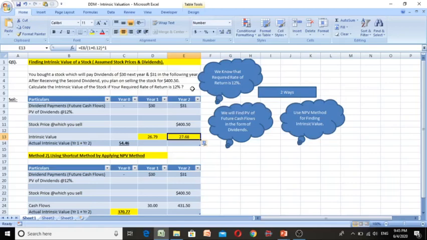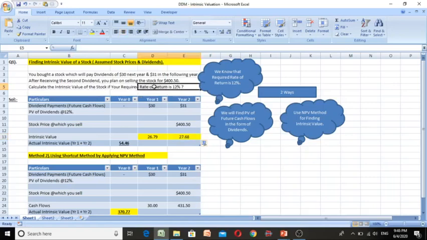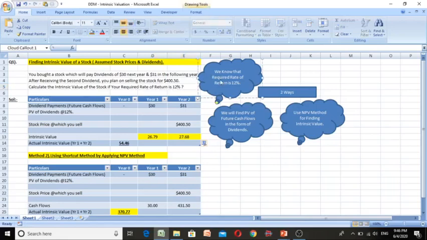Now we have to understand how do we calculate this intrinsic value over here if the required rate of return given is 12%. Okay my dear friends, so the given information in the question is that we know the required rate of return as 12%, and this 12% is nothing but the discounting rate over here. Okay, fine. Now what we will do is we will look at two different ways in how to calculate the intrinsic value. Okay, so the first way says we will calculate intrinsic value by finding the present value of all the future cash flows which are received in the form of dividends.